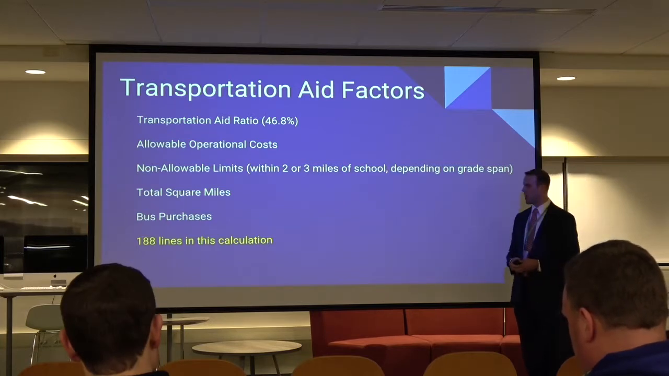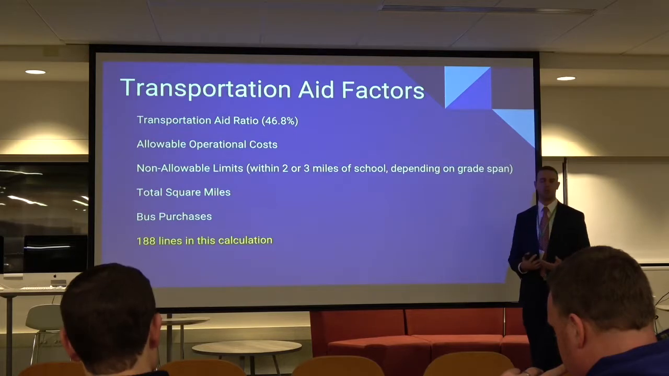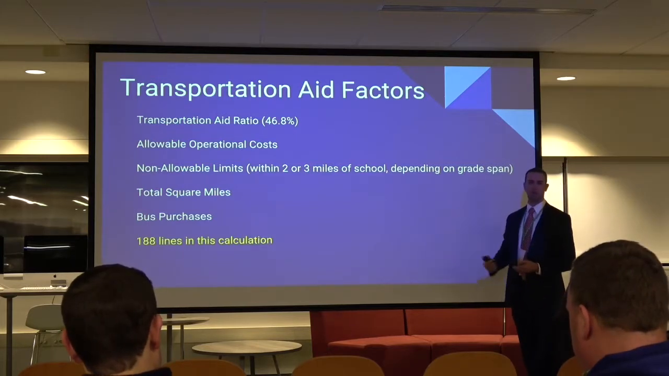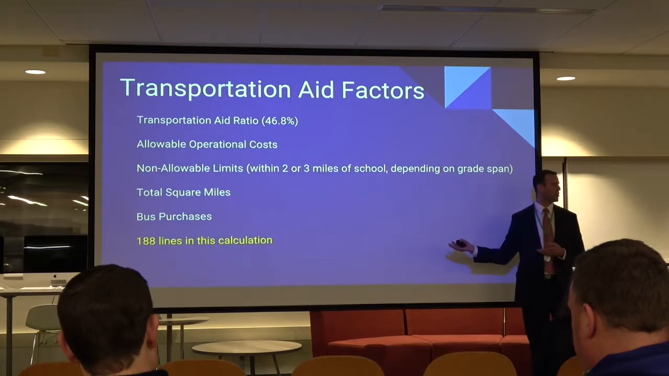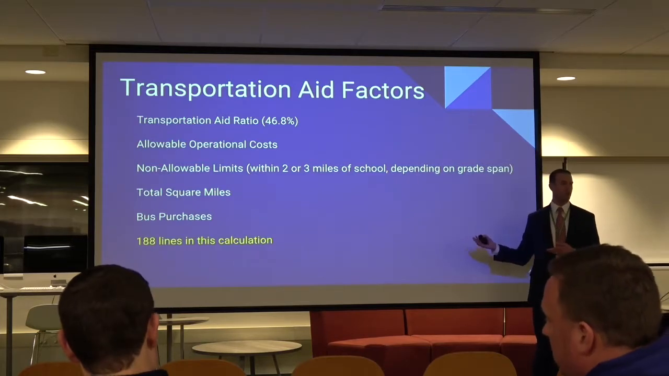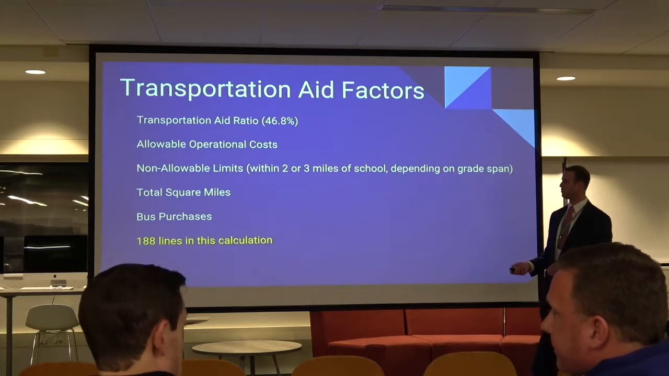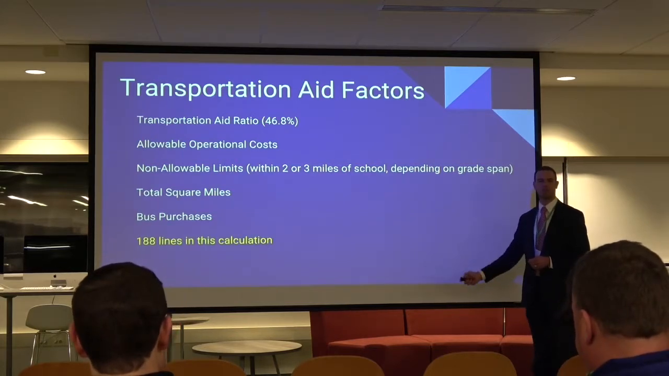Of course, total square miles comes into play, and bus purchases. So we talk about our Proposition 2 for our fleet replacement plan. This is the aid category that reimburses us for purchases of school buses. And this is probably the longest calculation of them all. 188 lines in the calculation of our transportation aid. Does anyone have any questions with regard to transportation?